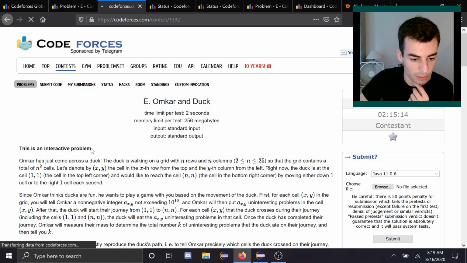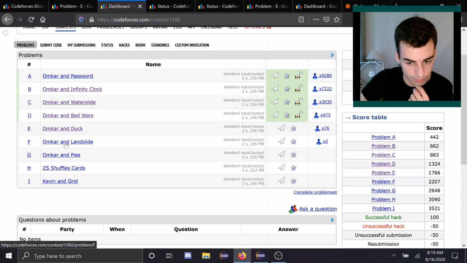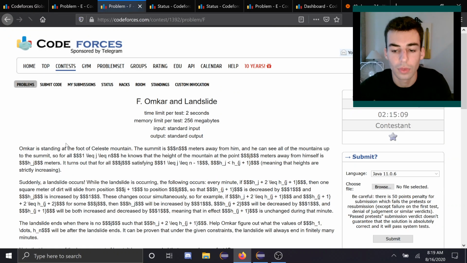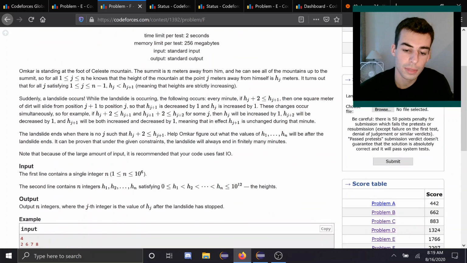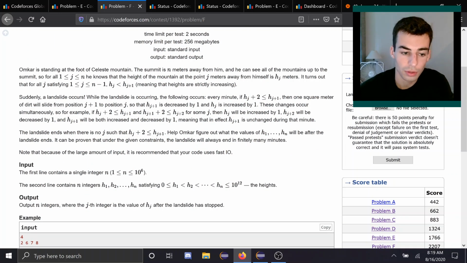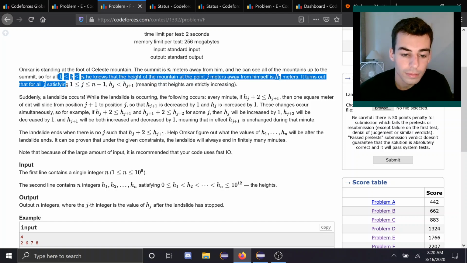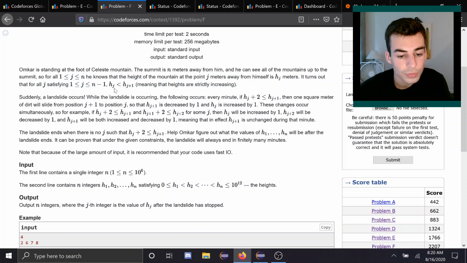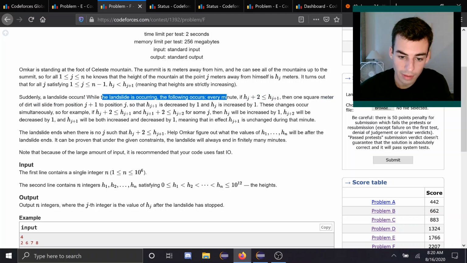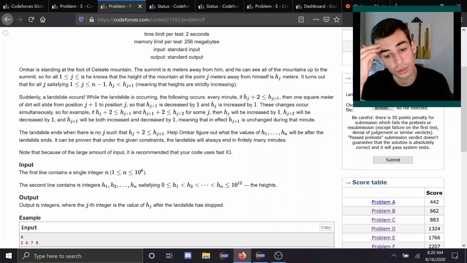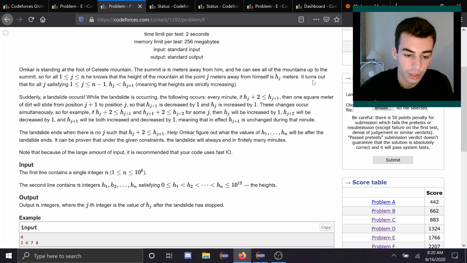Well, let's read the next one, maybe. Standing at the foot of a mountain, summit is n meters away from him, and you can see all the mountains up to the summit. So the heights are increasing. When a landslide is occurring, the following occurs every minute. If the height of this plus 2 is less than the next one, then 1 square meter of dirt will fall from this one to this one.